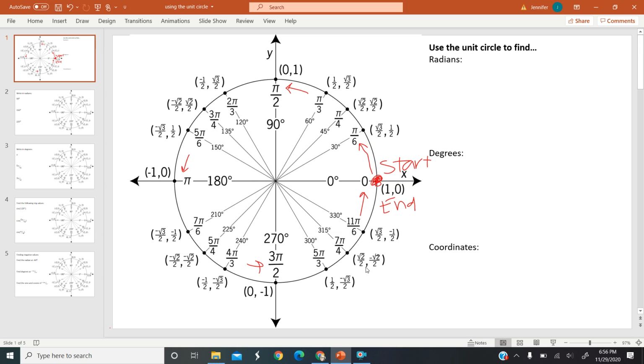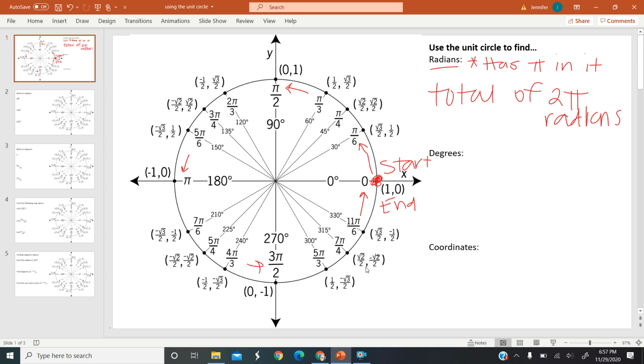The unit circle at each point has 3 different values. The first value is radians. The way to distinguish radians from other things is it has pi in it, so it's all of these different fractions. Pi over 6, pi over 4, pi over 3, all of those are called radians. And the entire unit circle has 2 pi radians.